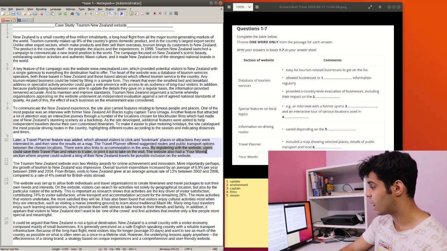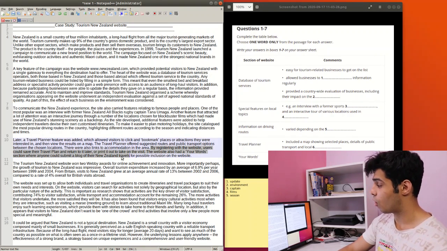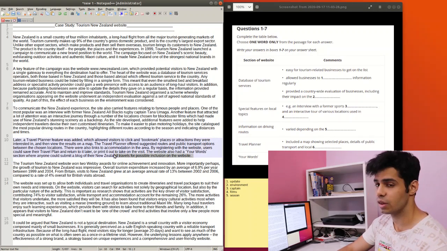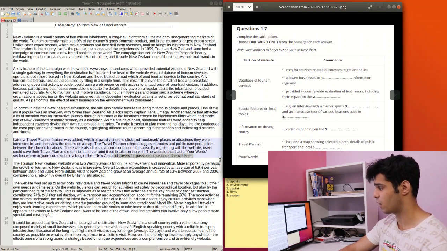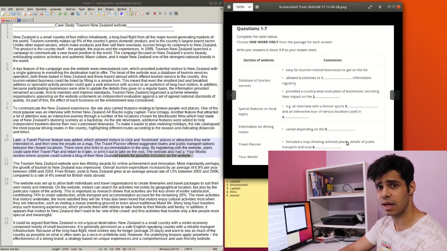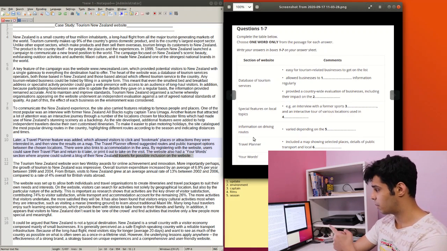The website also had a Your Words section where anyone could submit a blog of their New Zealand travels for possible inclusion on the website. Wow, okay. So for the travel planner, we actually went through that in the first half of the paragraph, talking about including a map showing selected places. Yes, that it definitely did. Details of public transport and local what? Well, remember, when you go over here, you want to look for public transport.